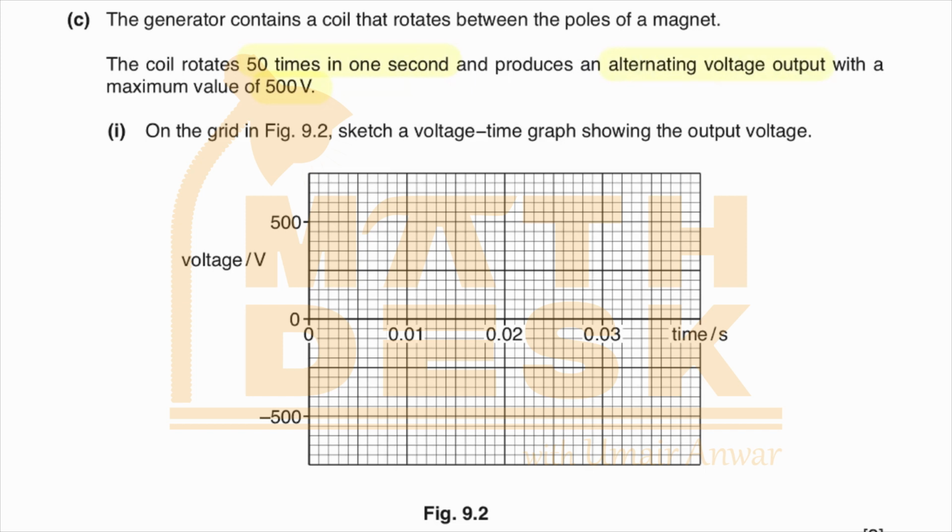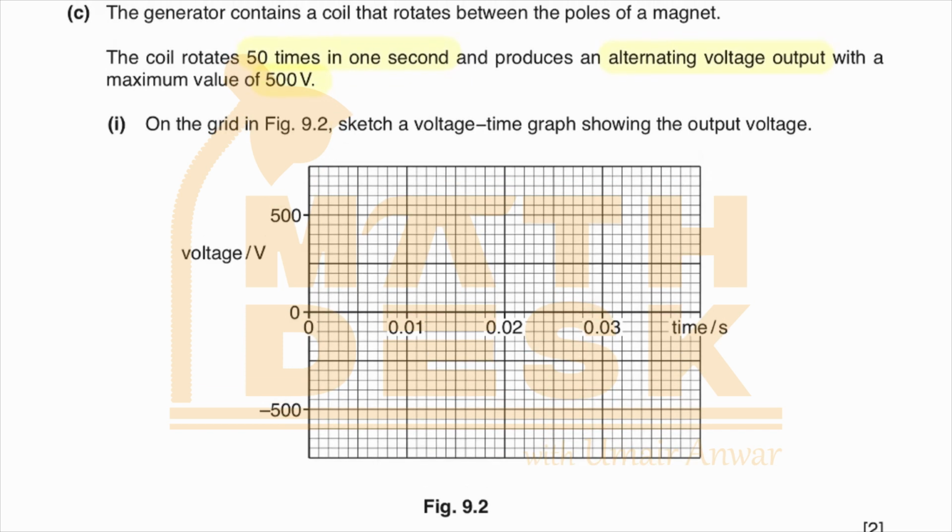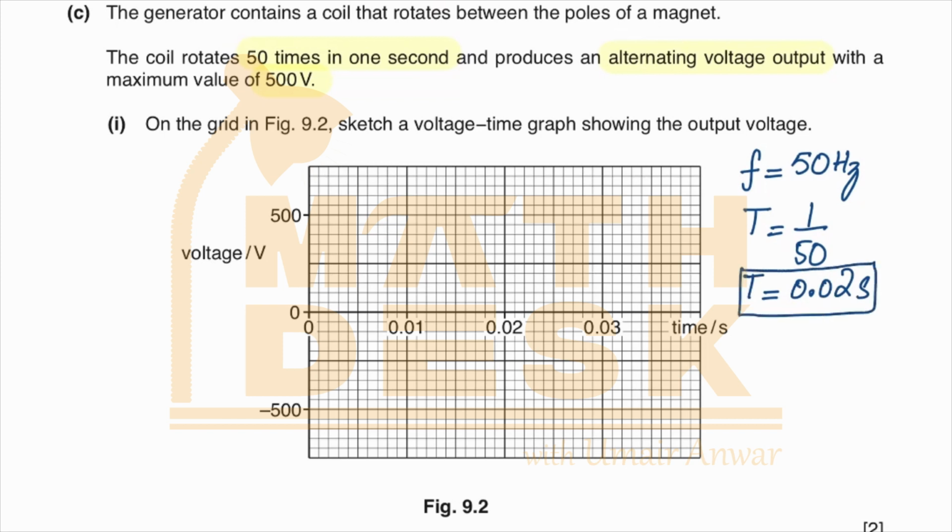On the grid in figure 9.2, sketch a voltage time graph showing the output voltage. Since the coil rotates 50 times in 1 second, it means that the frequency of the coil is 50 Hertz, which could be used to find the time period of this coil, and this would be 0.02 seconds. So one wave would be completed in 0.02 seconds.